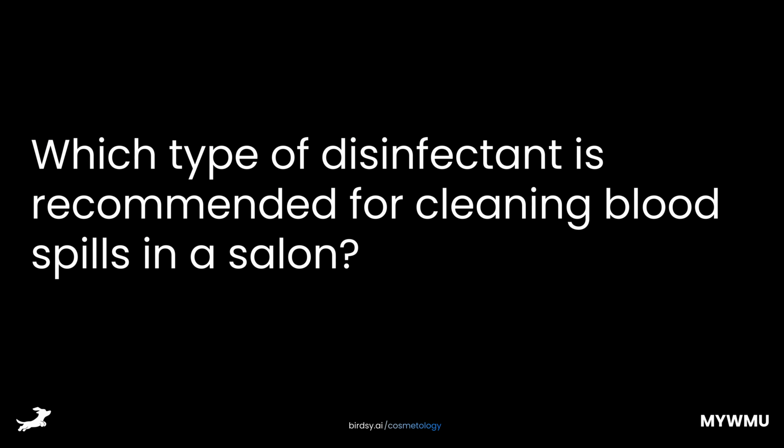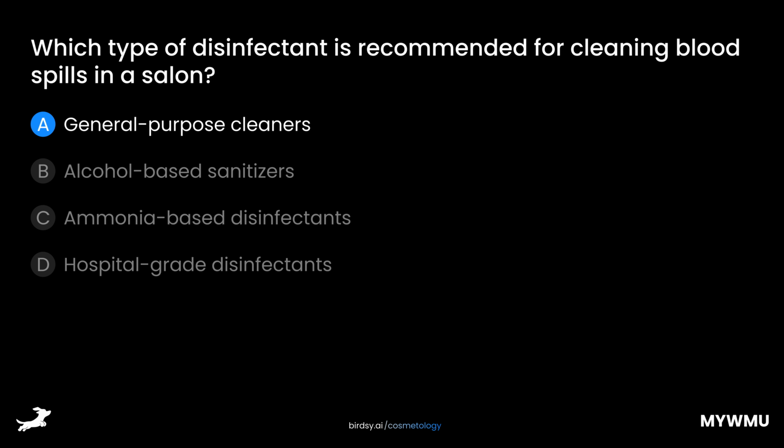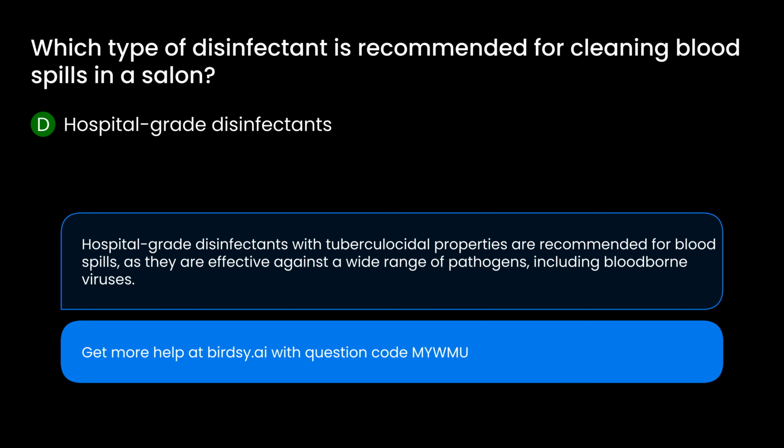Which type of disinfectant is recommended for cleaning blood spills in a salon? Is it A. General-purpose cleaners, B. Alcohol-based sanitizers, C. Ammonia-based disinfectants, or D. Hospital-grade disinfectants? The answer is D. Hospital-grade disinfectants. Hospital-grade disinfectants with tuberculocidal properties are recommended for blood spills, as they are effective against a wide range of pathogens, including bloodborne viruses.